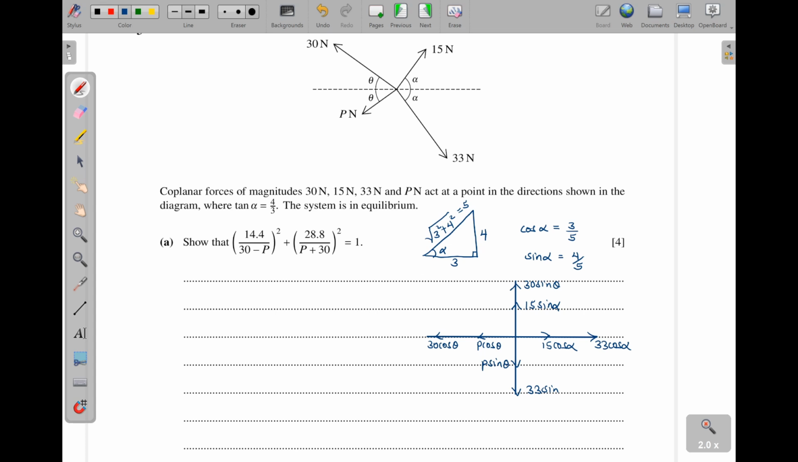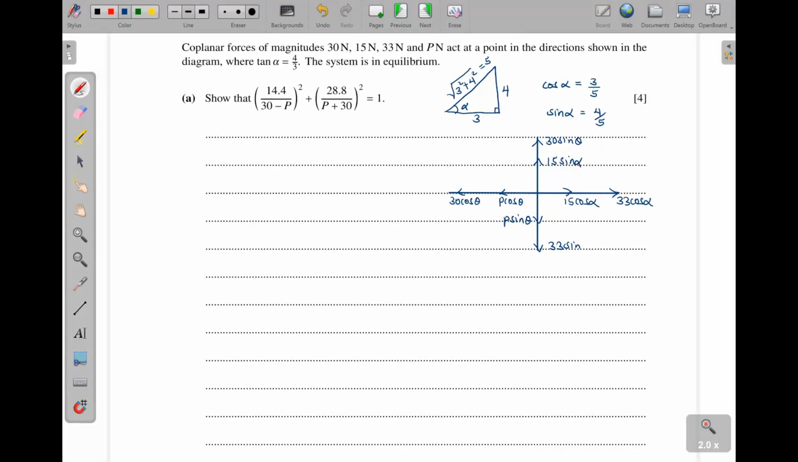Okay. Now they are saying that the system is in equilibrium. If the system is in equilibrium, that means the resultant in x is 0 and the resultant in y is also 0. So let us have horizontally, when we resolve them, what is this way is equal to what is this way. So we shall have 30 cos theta plus p cos theta equal to 15 cos alpha plus 33 cos alpha. If I factorize out the cosine, because cosine is common, then here I will have 30 plus p. Then this side I will have 15 plus 33, that is 48. Yes, we shall have 48 cosine of alpha.